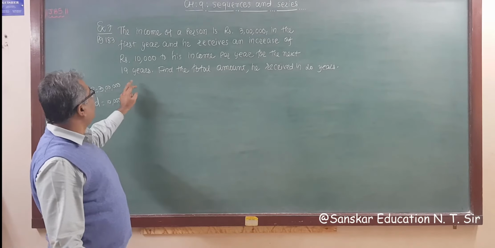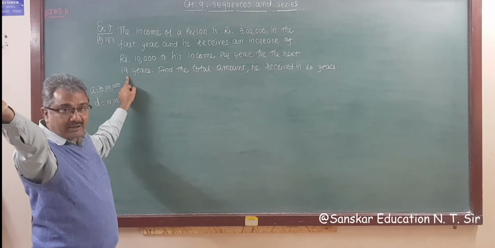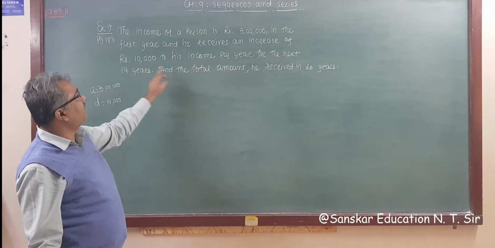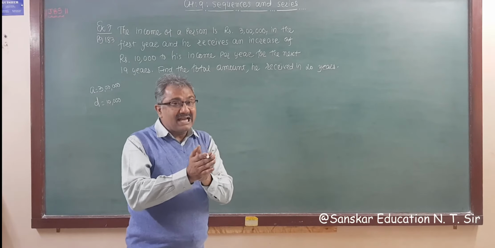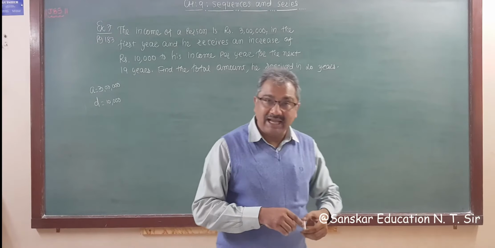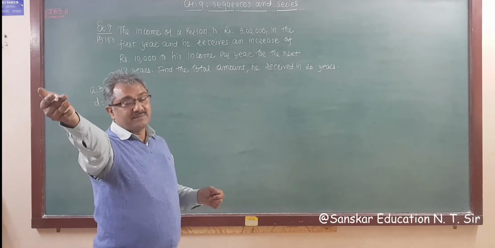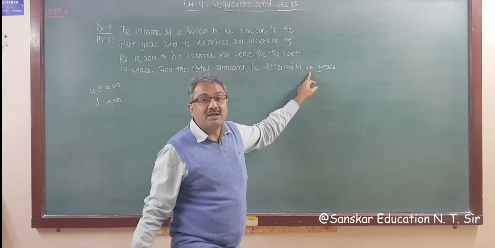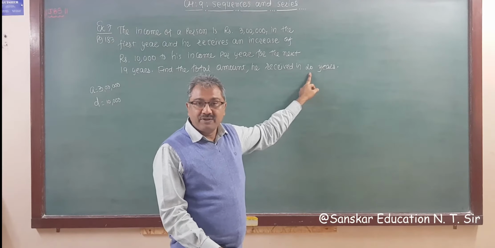per year for the next 19 years. So the next 19 years, up to n terms. So n years, that is n is 19. Then find the total amount. Total sum of all the terms is Sn. So for the next 19 years, we have to find out the total amount he received in 20 years. That is S20 we have to find out.